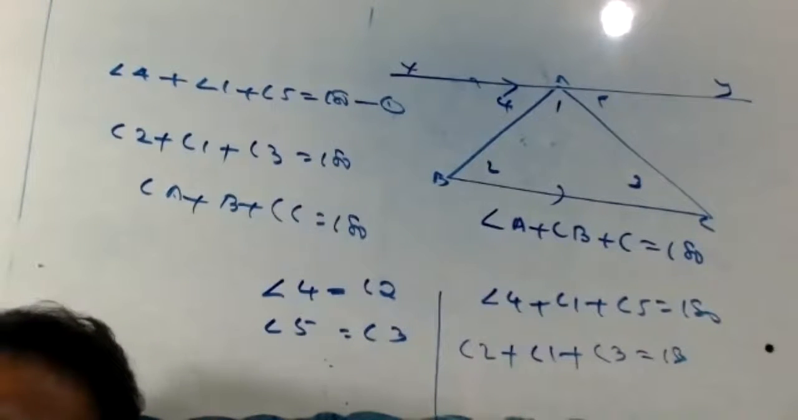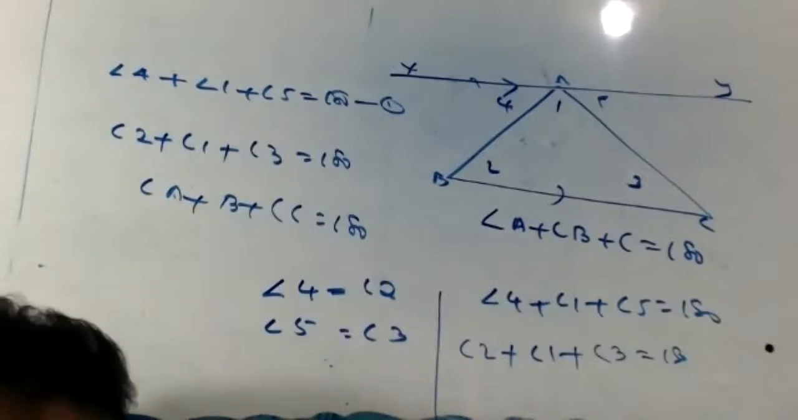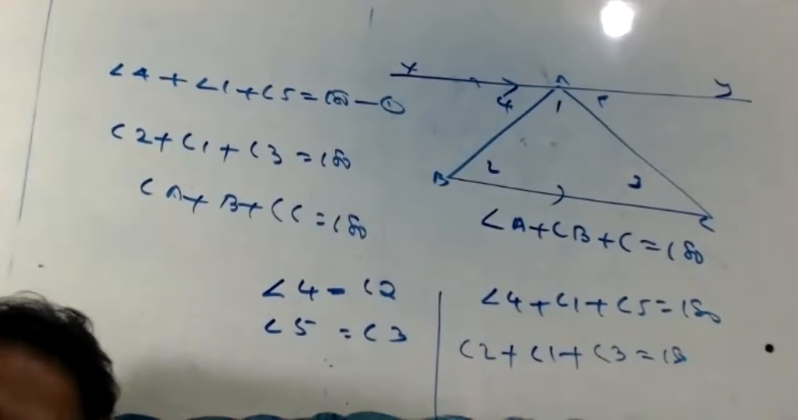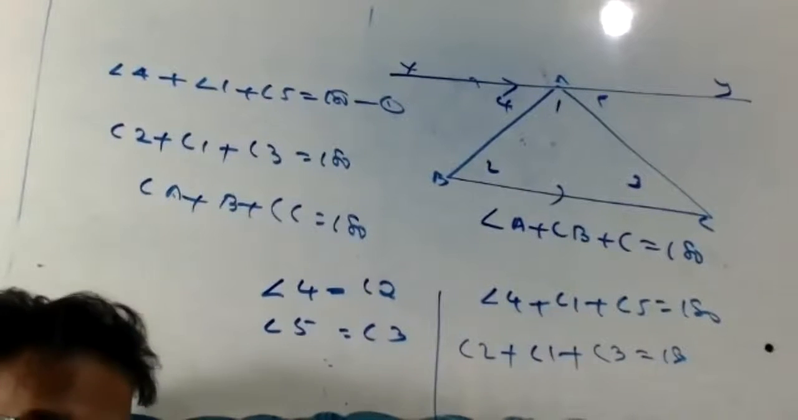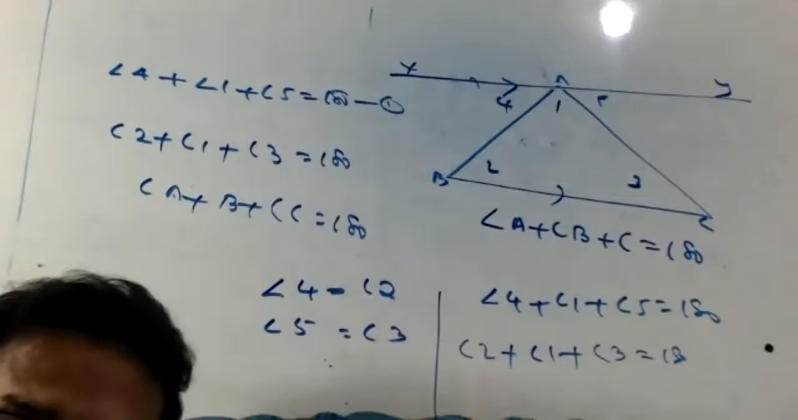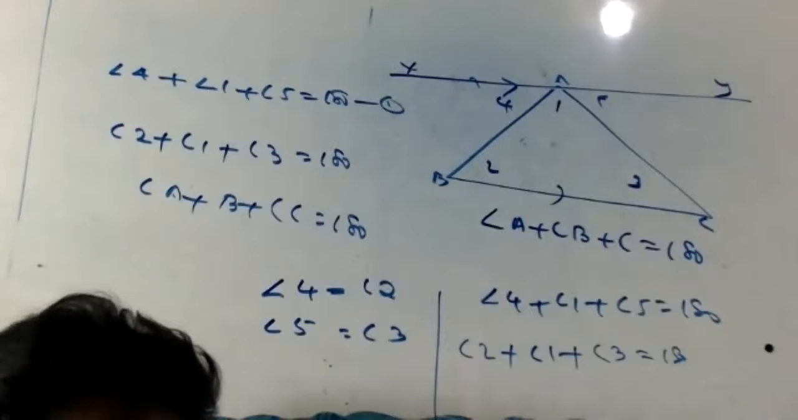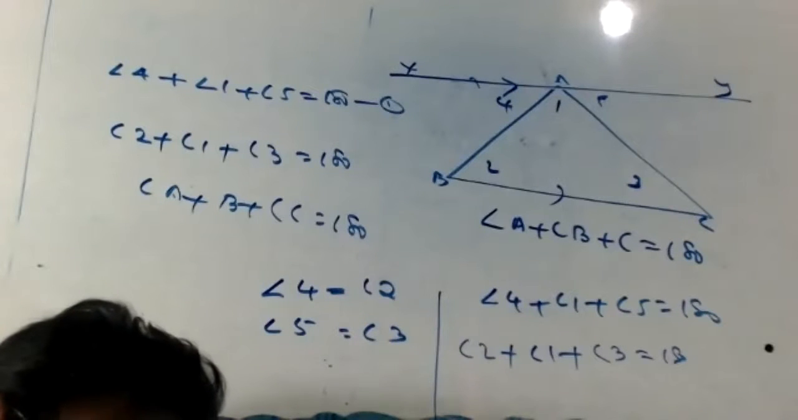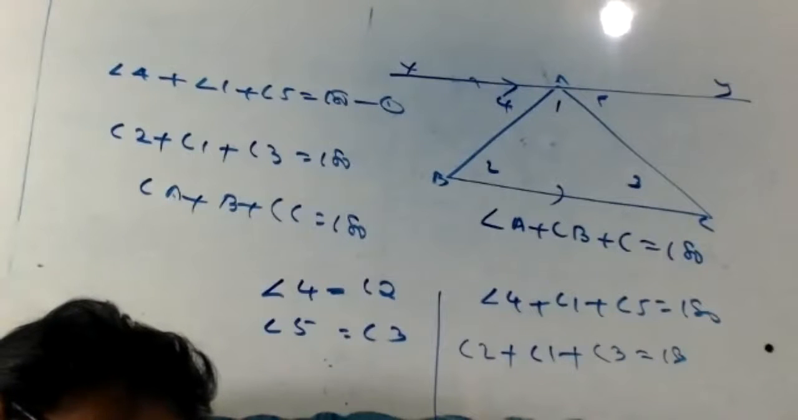Okay, so see now some question. In a triangle ABC, angle B is 105, angle C is 50. Find angle A.